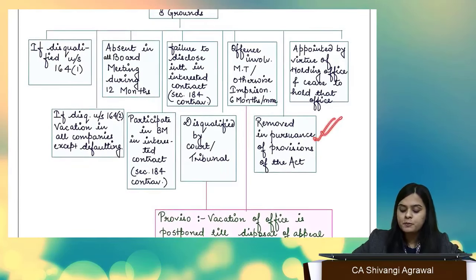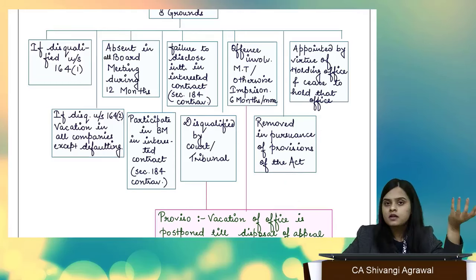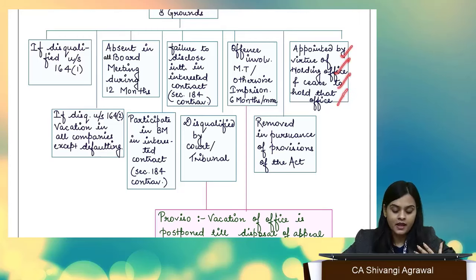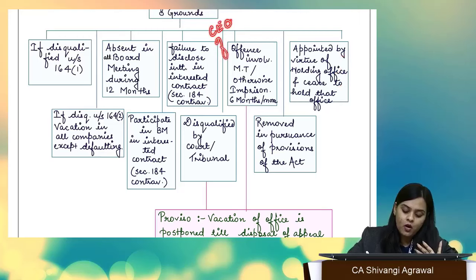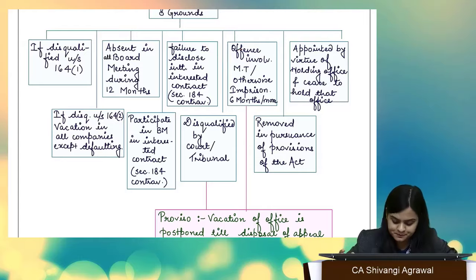Then, if I am removed in pursuance of the provisions of the Act, Section 169 gives the power to shareholders that they can, by passing an ordinary resolution, remove the director. So, if a director is going to be removed, he has to vacate the office undoubtedly. And moreover, if he is appointed by virtue of holding office, if he is the CEO of a subsidiary company and he has been appointed as MD because he is the CEO, if he ceases to be CEO, he will cease to be MD also. Simple.